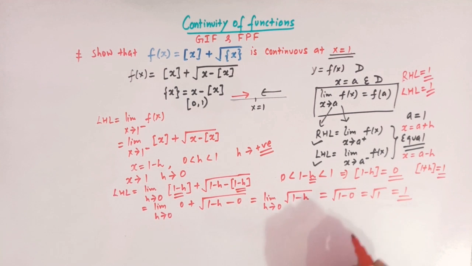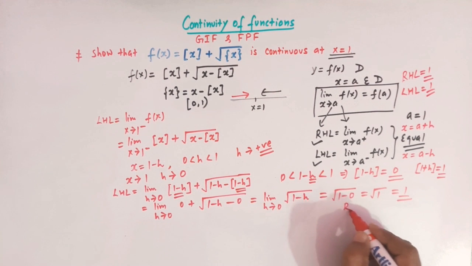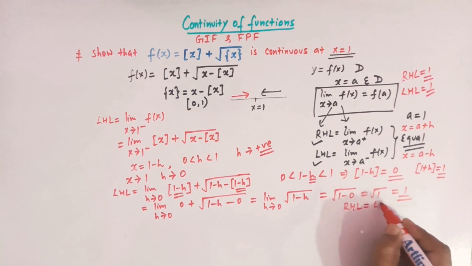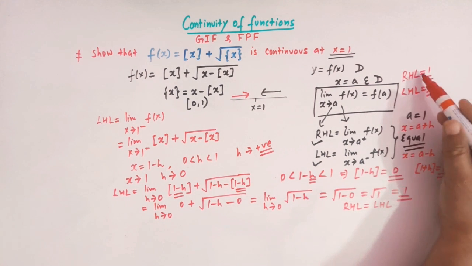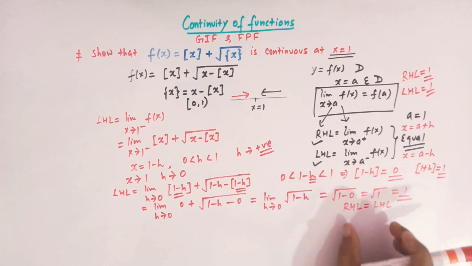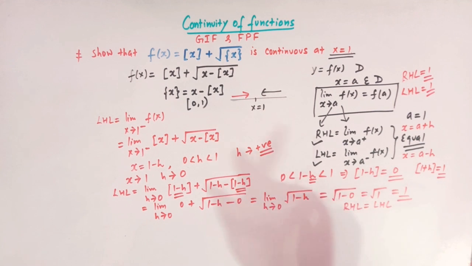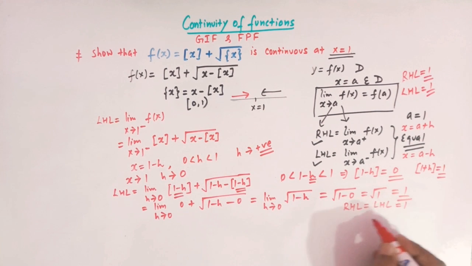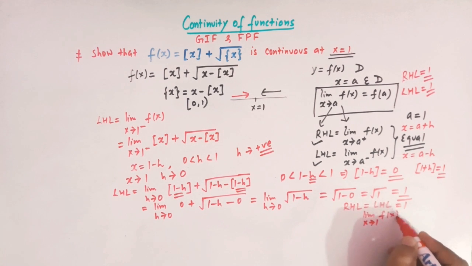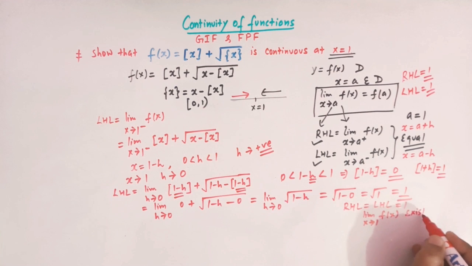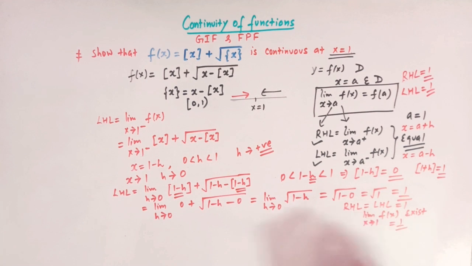So now we conclude that the right hand limit and the left hand limit both exist and they are finite, right? And both the limits are equal. So now we can claim that the limit x tends to 1 of f of x exists, right? It exists and it is equal to 1.